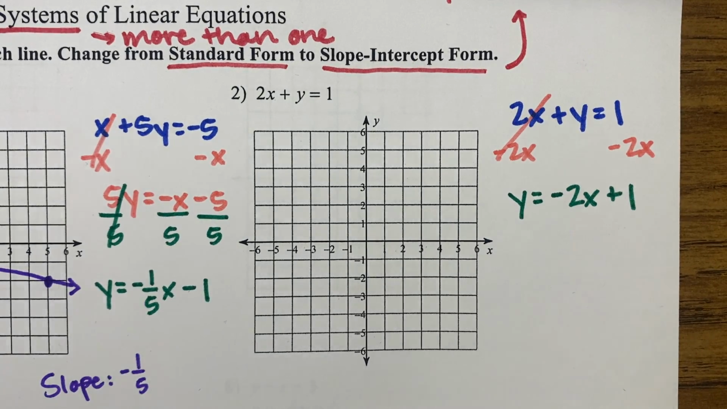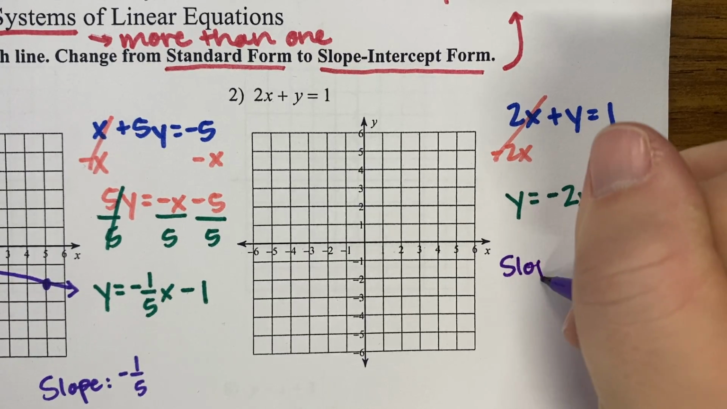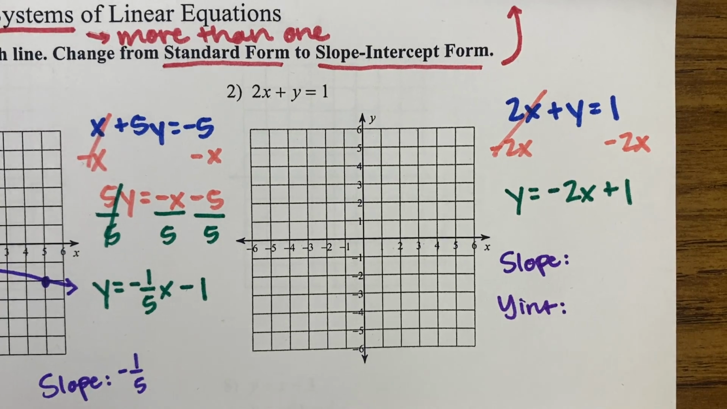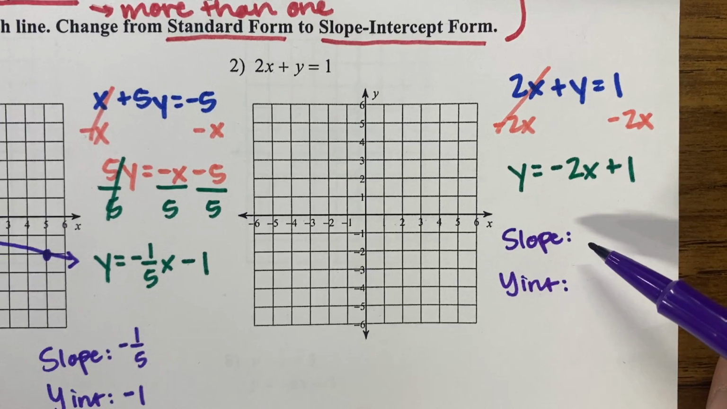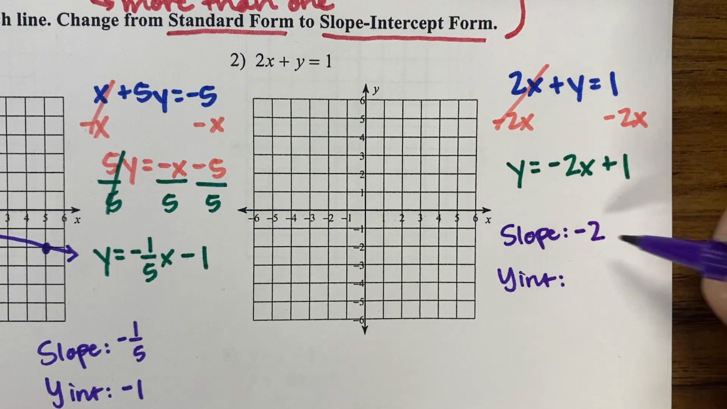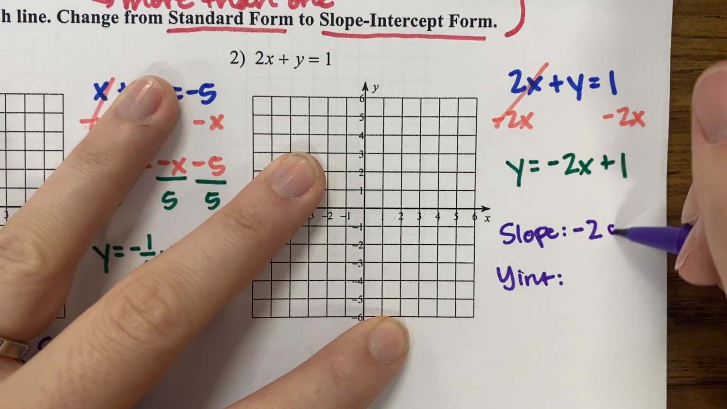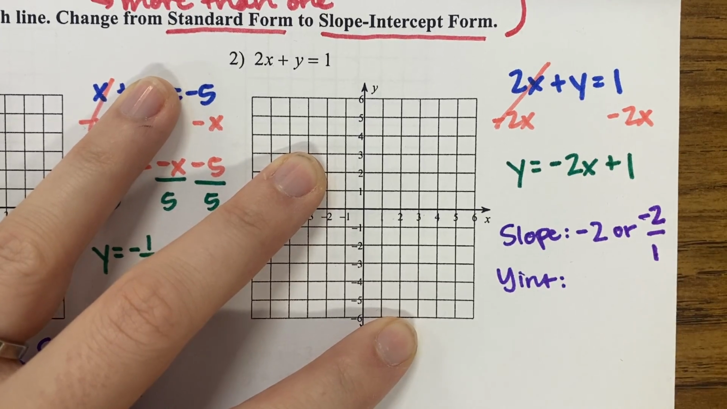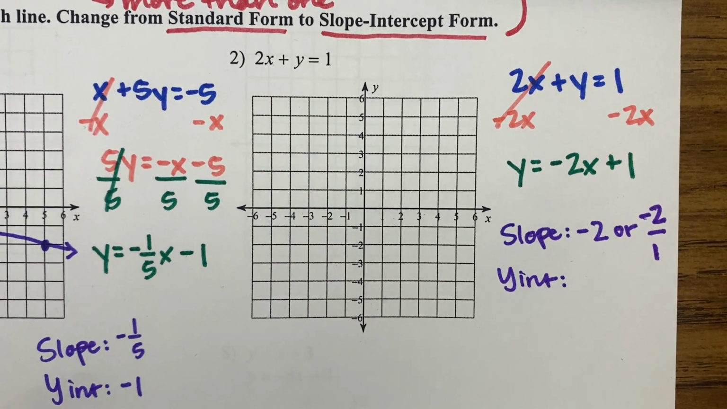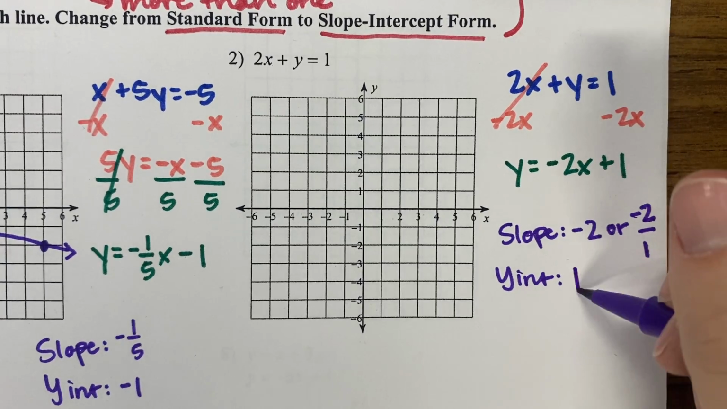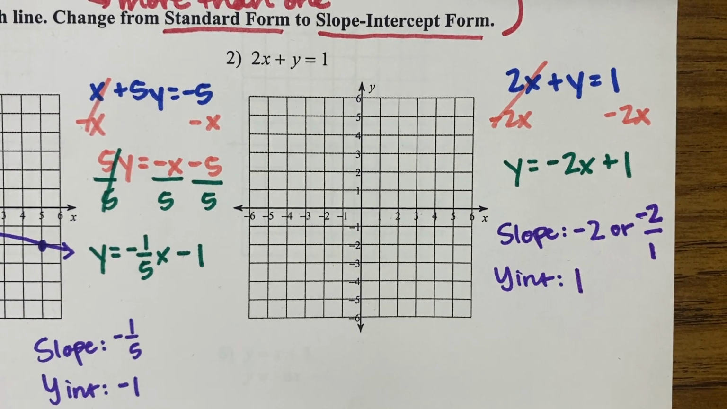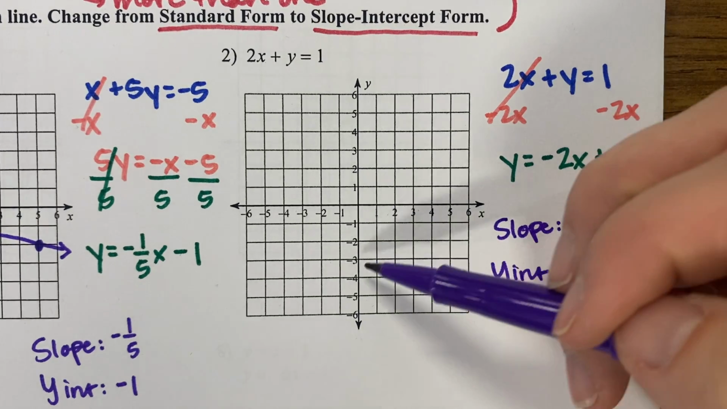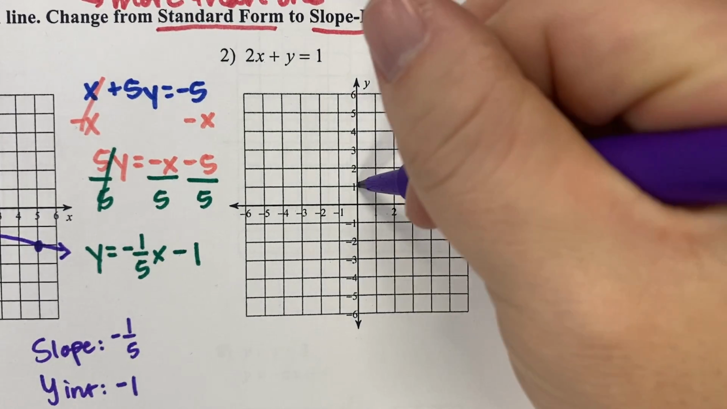So now we can graph it because this tells us our slope and our y-intercept. Remember our slope is always right in front of that x, so our slope is -2, or if you want to help yourself, we can write it as -2/1 to help with rise over run. Then our y-intercept is the number on the end, so that's just +1. Let's find +1 on our y-axis. That's going to be right there.